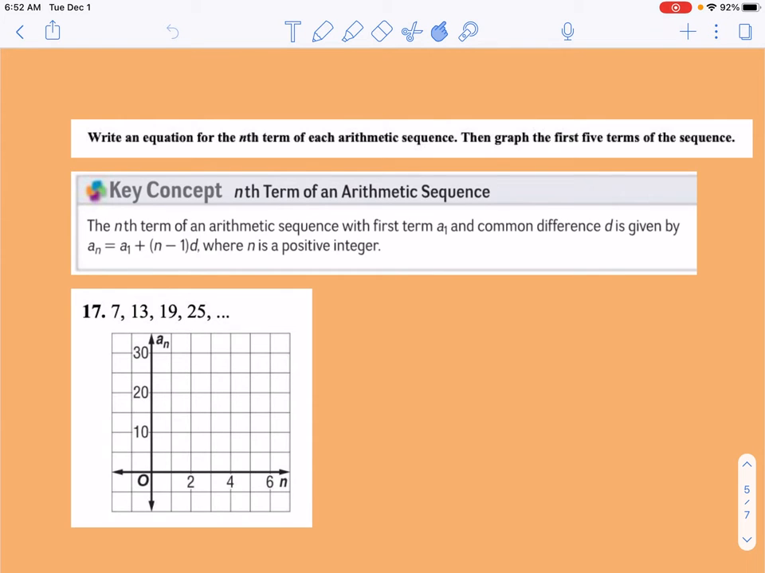So we are going to look at that and look at how to graph that, because these are linear functions, so they should make a straight line on a graph. And yeah, let's get started on this.